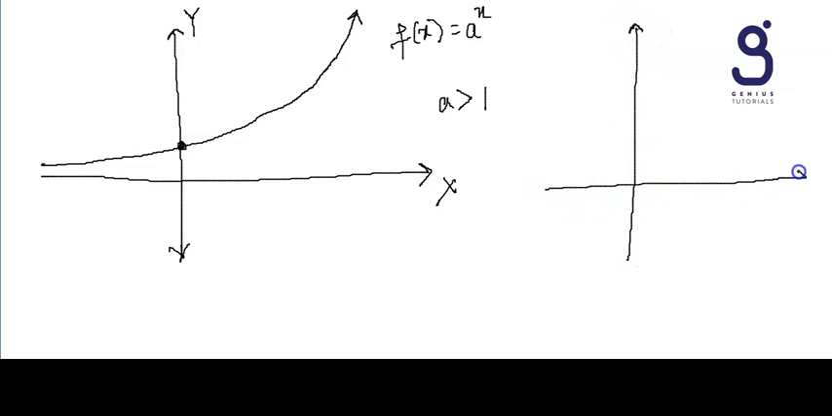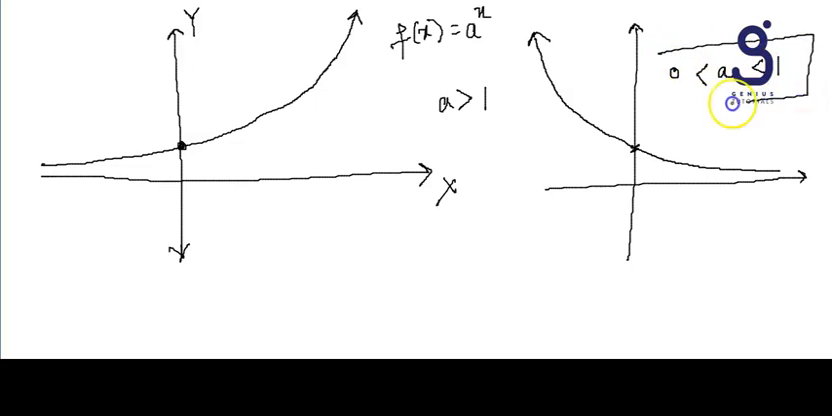This is the graph of the function f(x) = a^x for any exponential function when the base is greater than 1. But if I say the function is like this, where the base is less than 1, then the graph is like this. This is also the graph for an exponential function in case the base is less than 1, or we can say if the base lies between 0 and 1.